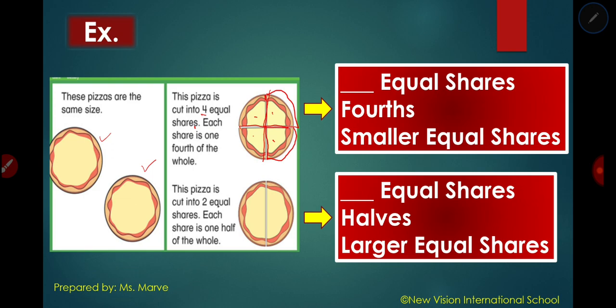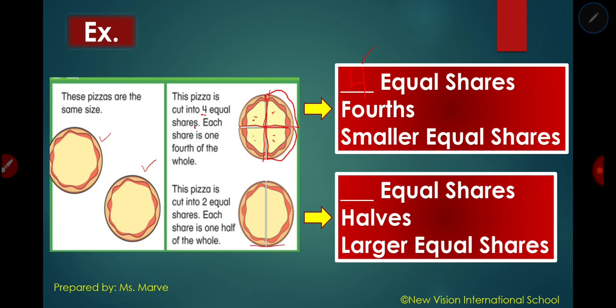So blank equals shares, and then this is 4. So you are going to write here, this pizza is divided into how many? Count. 1, 2, 3, 4. 4 equal shares. And you can call that one fourths. Understood? Very good.